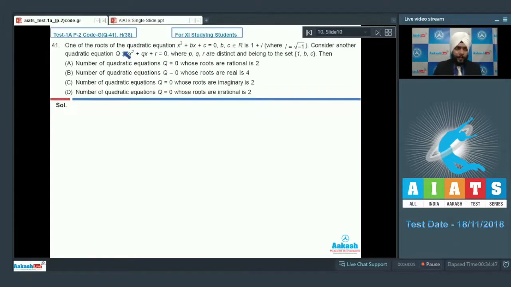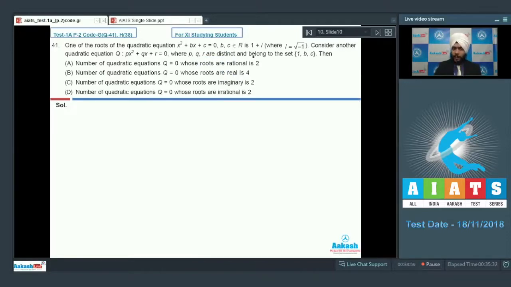Question number 41 says that one of the roots of the quadratic equation x square plus bx plus c equals 0, where b and c belong to real, is 1 plus iota. Coefficients are real, one root is complex, so the other root has to be its complex conjugate, that is 1 minus iota. Consider another quadratic equation Q, px square plus qx plus r equals 0, where p, q, r are distinct and belong to the set {1, b, c}. So first of all, we have to find out b and c using the two roots. The number of quadratic equations Q equal to 0, all the possibilities, are being asked after putting the values of p, q, r, where they are given to be distinct.